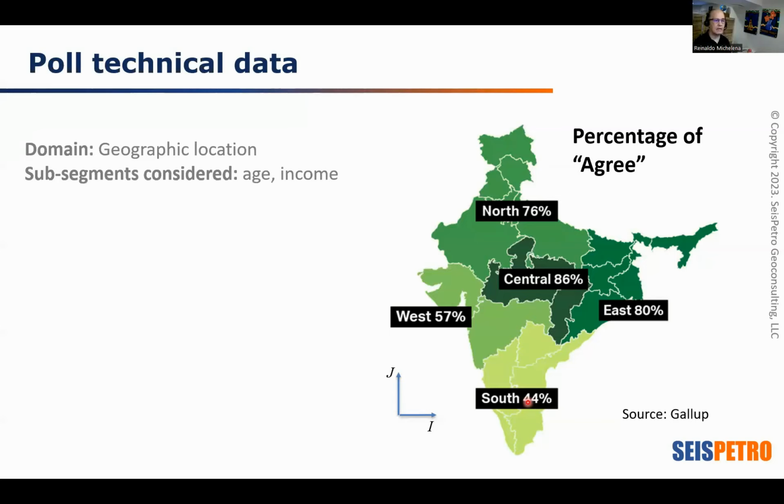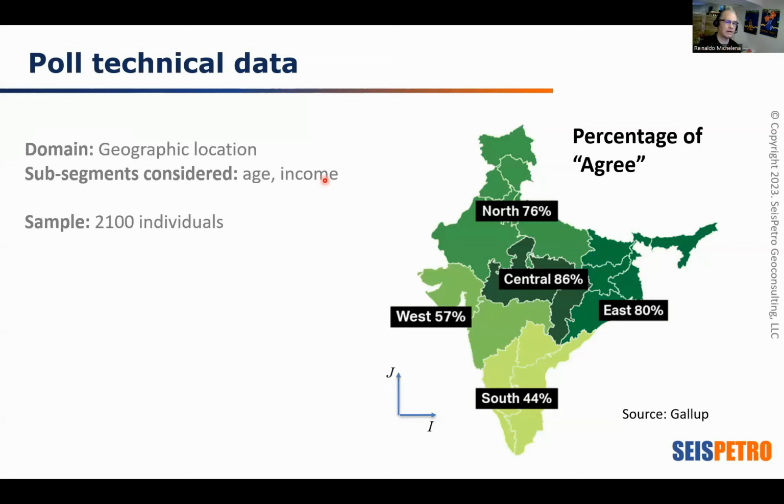They also report what they call subsegments of the population that were considered. In this case, it was age and income, and we're going to be discussing this again later to see the analogy when we analyze seismic data, what the equivalent of the subsegments will be.